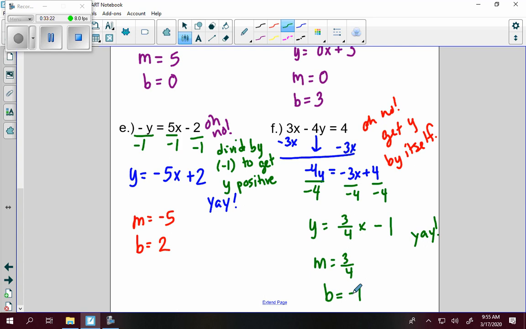So now you just learned how to find slope 3 different ways. One by using a graph, one by using the equation, and one by using 2 points.